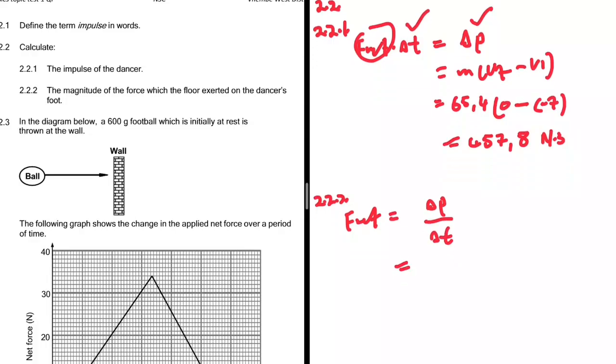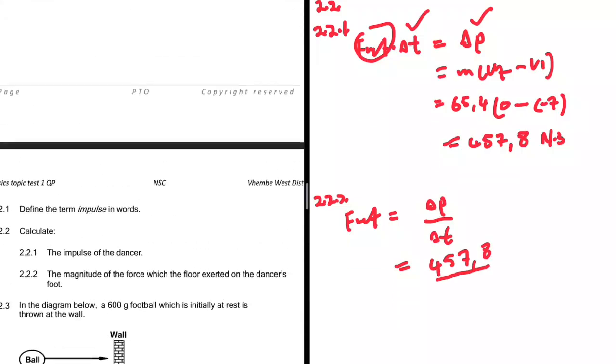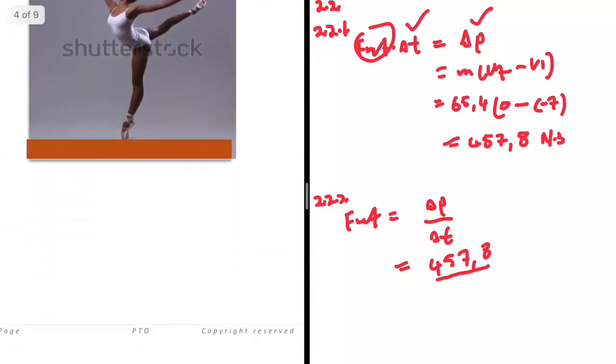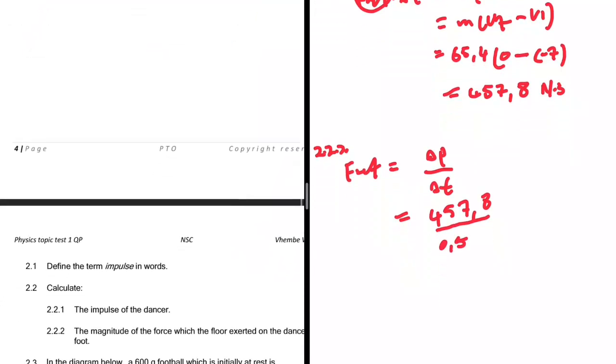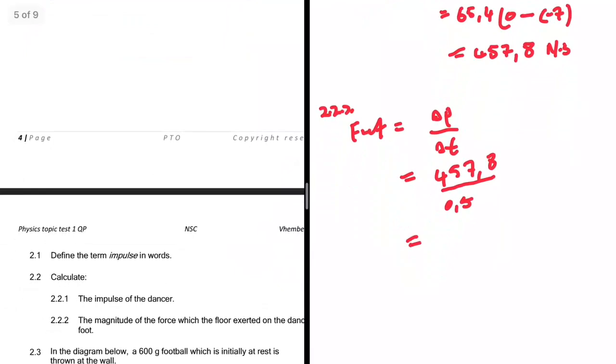So we already have delta P, which is 457.8, divided by the change in time, which is 0.5 seconds, right? And when I put that in my calculator, I'm getting 915.6. Since our answer is positive, this will be upward, right? Because we're taking upward as positive.